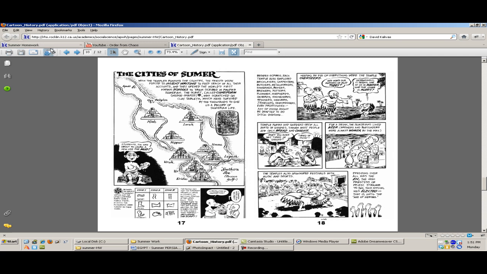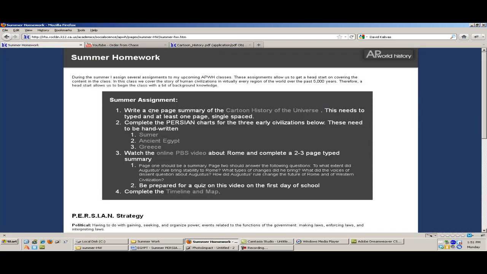Like I said, you are going to read that one and type it up in a single-spaced one page. Everything you have together, put together with a big binder clip, because I think your final summer work is going to be pushing about 7 to 10 pages long. So that'll be the first thing.